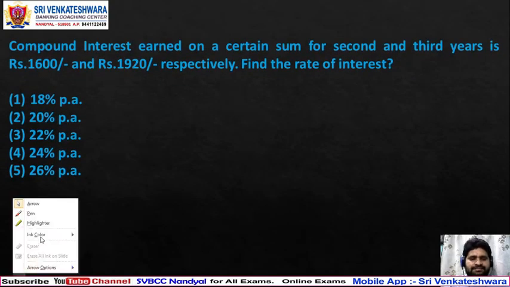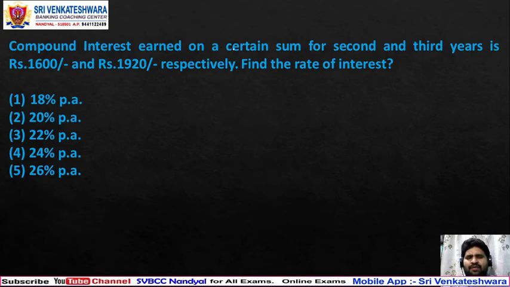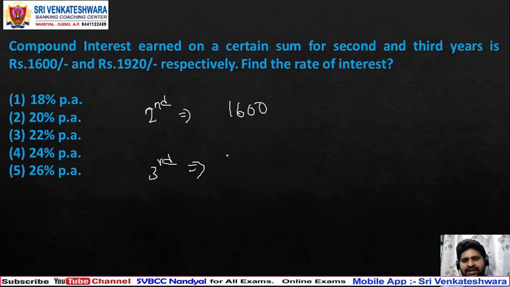Let's check the case here. The compound interest on a certain amount for the second year is 1600. Compound interest for the third year is 1920. What is the rate of interest?